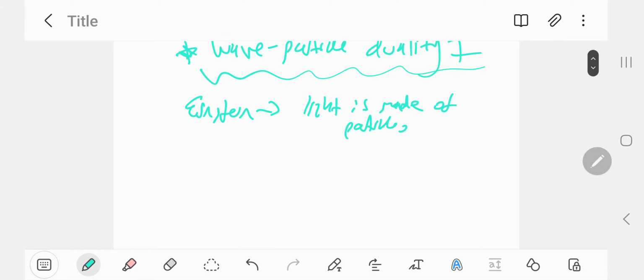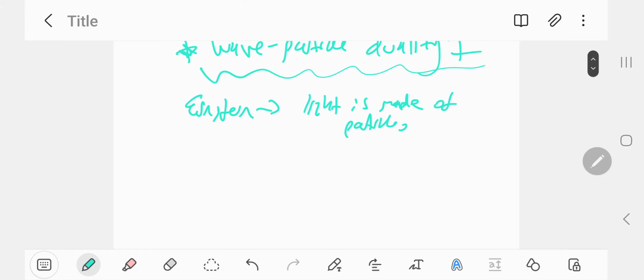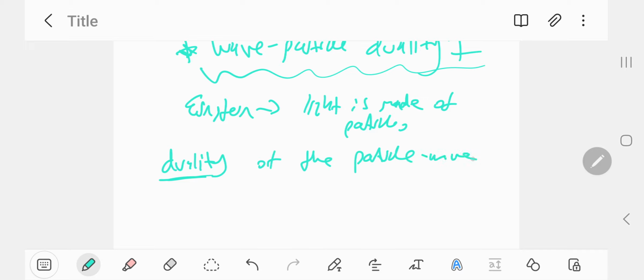And Einstein believed that there was to be something new, a new explanation to come that can allow for a duality. Okay, duality means the merging of two different ideas. Duality of the particle wave behavior of light. So Einstein genuinely believed that there should be an upcoming theory which can describe light as being made up of particles and waves.